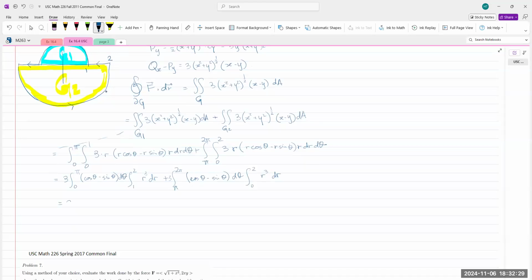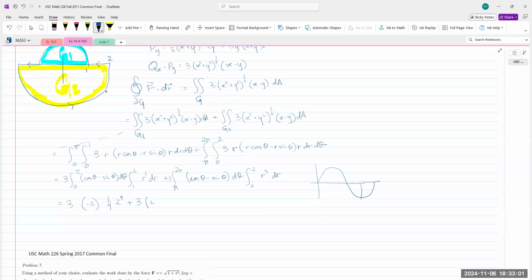so this is 3 times negative 2 of 1/4 r to the 4th plus 3 times, in quadrants 3 and 4, so it's minus negative 2, so it becomes plus 2.